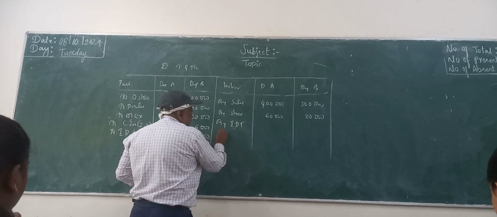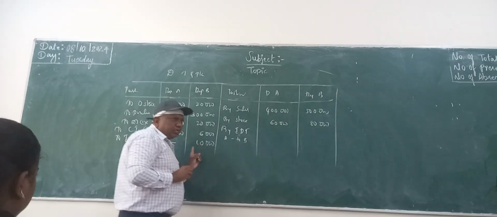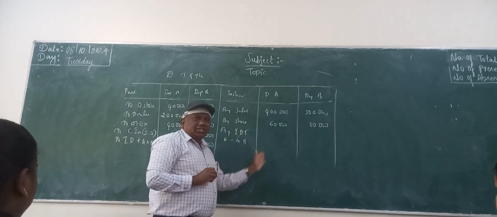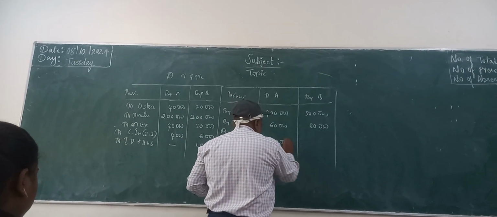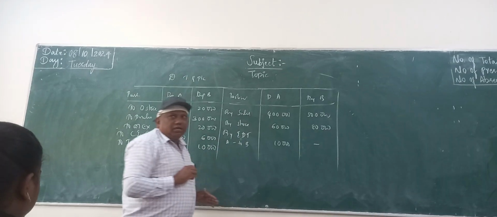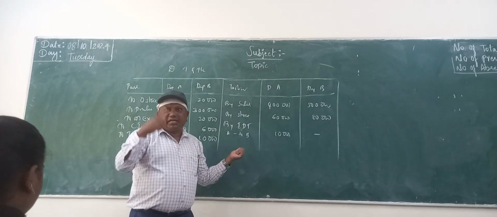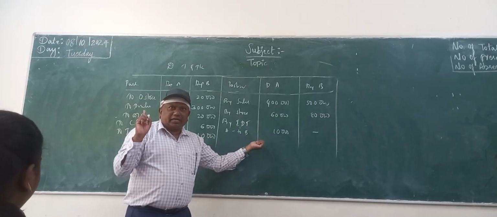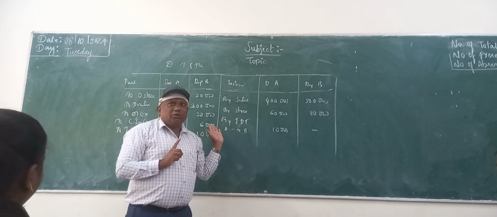By interdepartmental transfer. A to B. B is purchasing, A is selling, right? Sales I should write. How much now? 10,000. Correct? A to B. B is purchasing, A is selling. Sales I am writing in credit side, purchase I am writing in debit side. Is that clear? Any doubt?